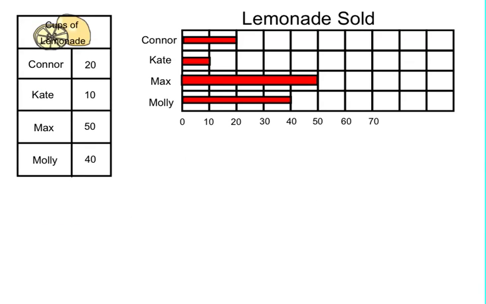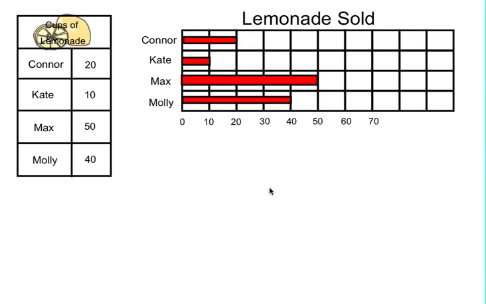Now when we look at this chart, it shows us that some children were selling cups of lemonade. Connor, Kate, Max, and Molly were each selling lemonade at a lemonade stand. The table shows us the number of cups of lemonade sold by each child. We then want to use a different way of showing this information that makes it easier to compare just by looking at the graph. The way that we are going to record this information is by making a bar graph.